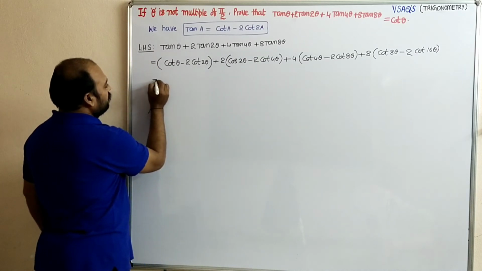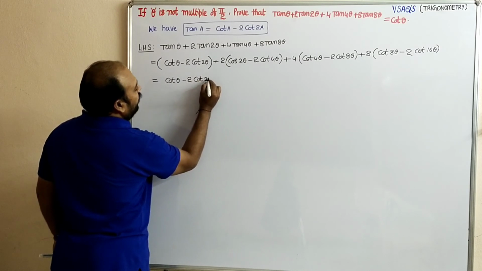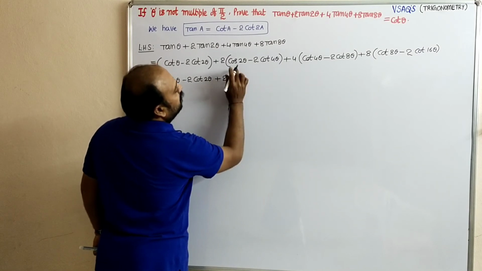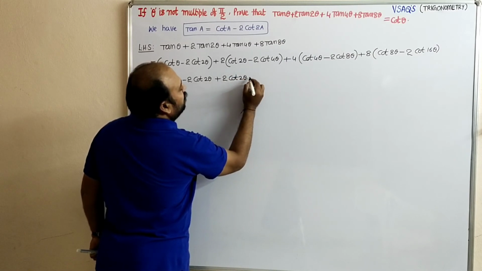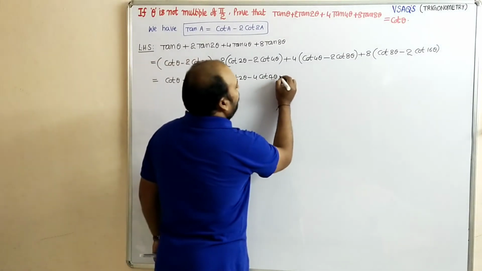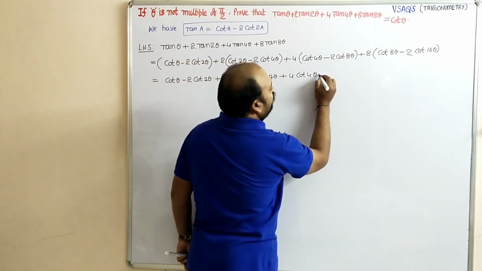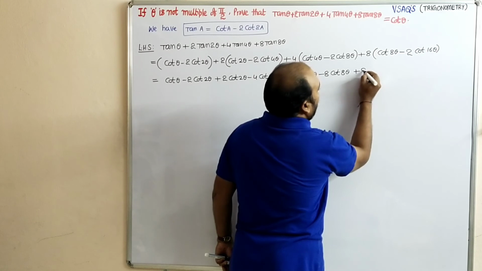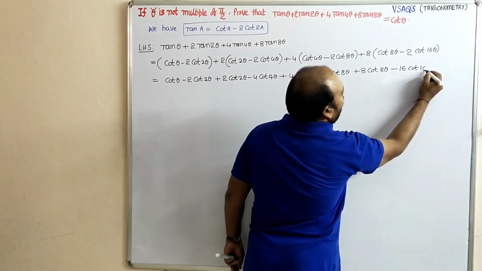So which is equal to cot theta minus 2 cot 2 theta, plus 2 cot 2 theta, minus 4 cot 4 theta, plus 4 cot 4 theta minus 8 cot 8 theta, plus 8 cot 8 theta minus 16 cot 16 theta.